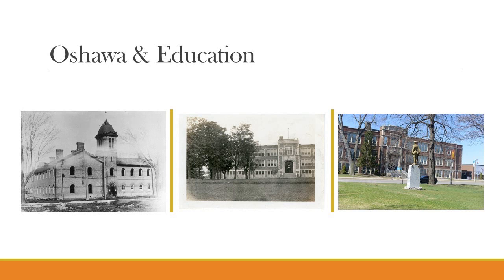The first log schoolhouse in Oshawa proper, so the area around the downtown that we've toured through today, was built in 1829 on the southwest corner of, you guessed it, King and Simcoe Streets. This is where the CIBC was located and then became, I believe, Munro's Hotel. Its first two teachers were Andrew Masson and Fanny Hall, who was the first lady teacher.